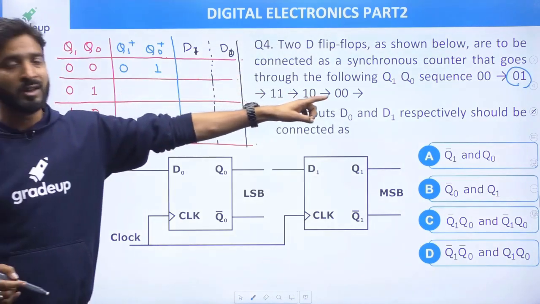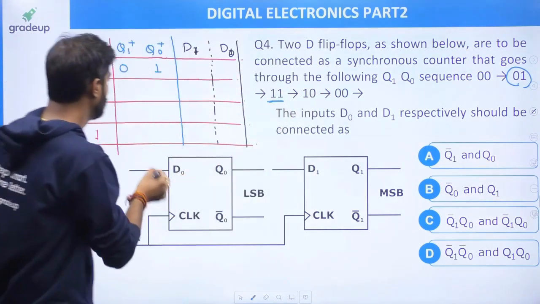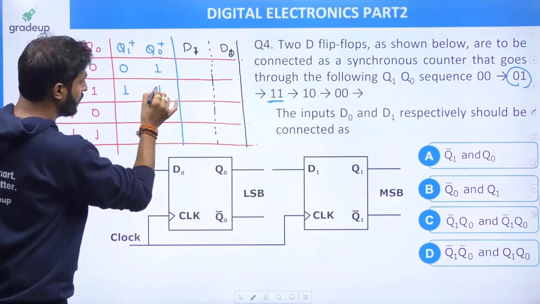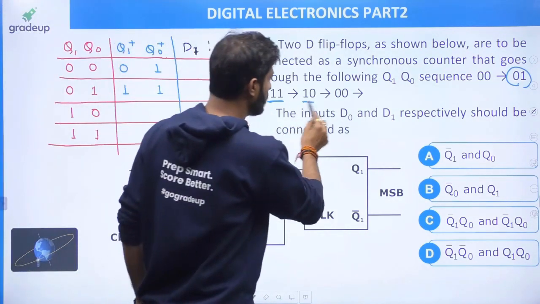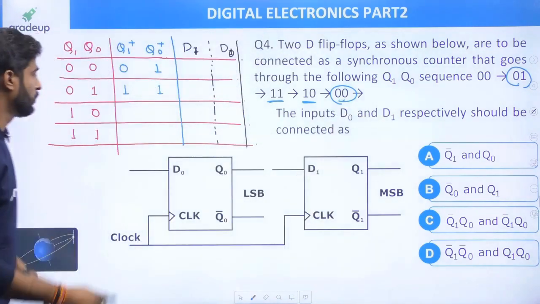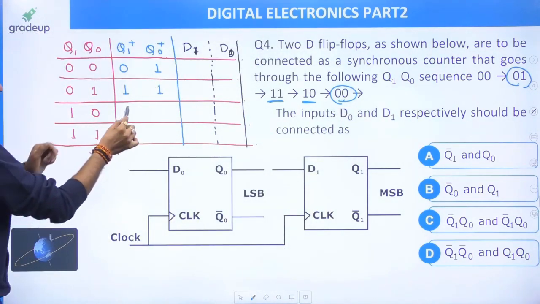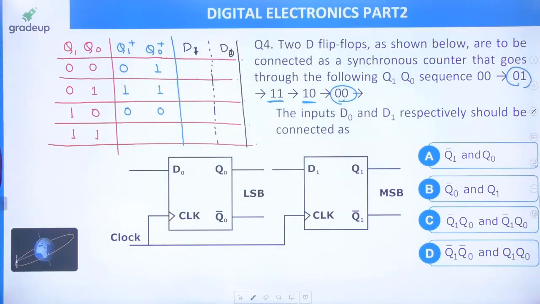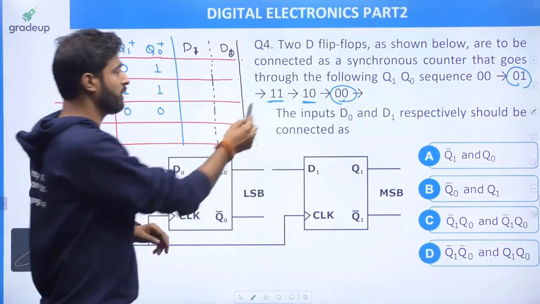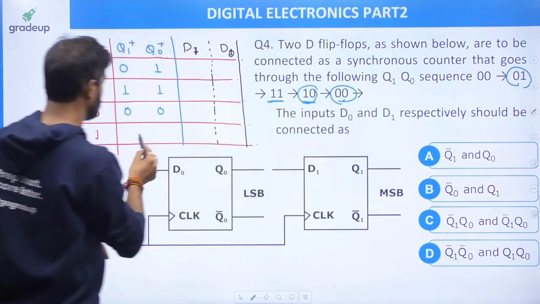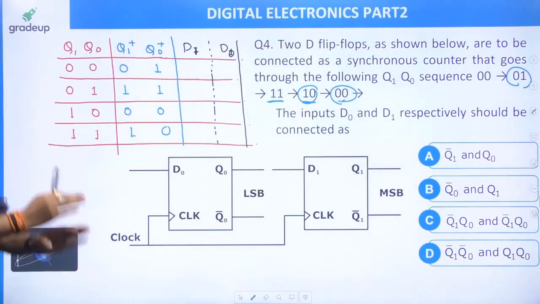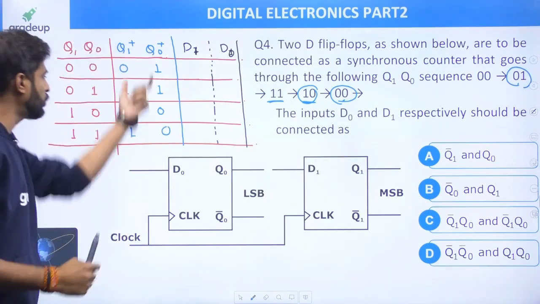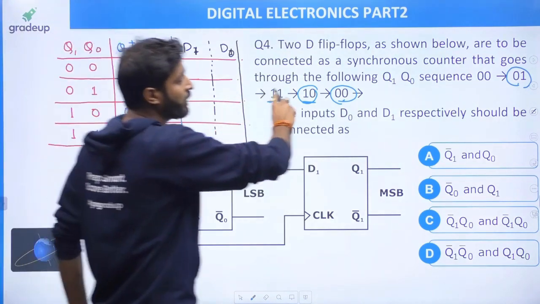After the 0 1, the next state will be what? 1 1. So after the 0 1, the next state will be 1 1. After the 1 0, the next state will be what? 0 0. So after the 1 0, the next state will be 0 0. Right? Now after the 1 1, the next state is 1 0. So we are writing the next state. This is the general sequence, the normal sequence I am writing, and this one is given by the table, by the question.